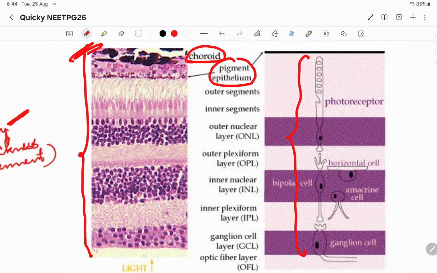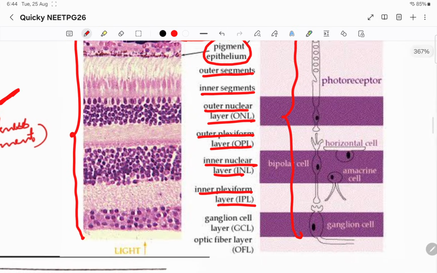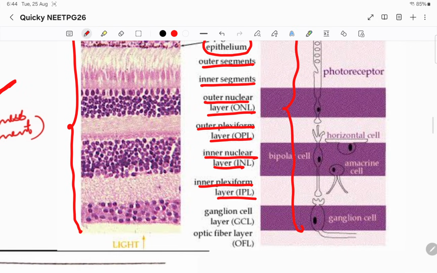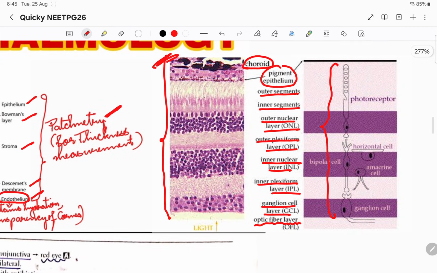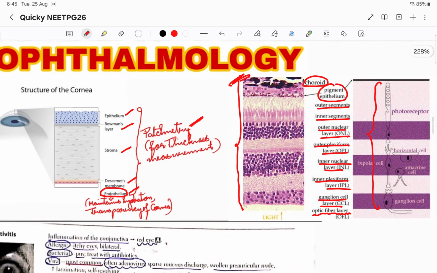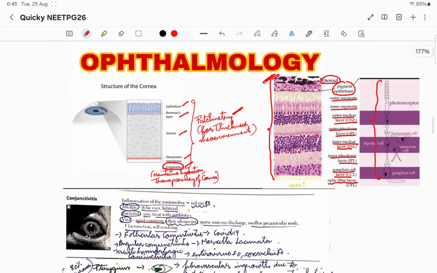Then pigment epithelium, outer segment, inner segment, the outer nuclear layer, outer plexiform layer, then coming to the inner nuclear layer, inner plexiform layer. It is going to look almost the same, but the names are very different. Then the outermost will be the ganglion layer, then the optic fiber layer. Please go through this once again and revise the arrangement of this order. So that's it with respect to the basic anatomy of ophthalmology.